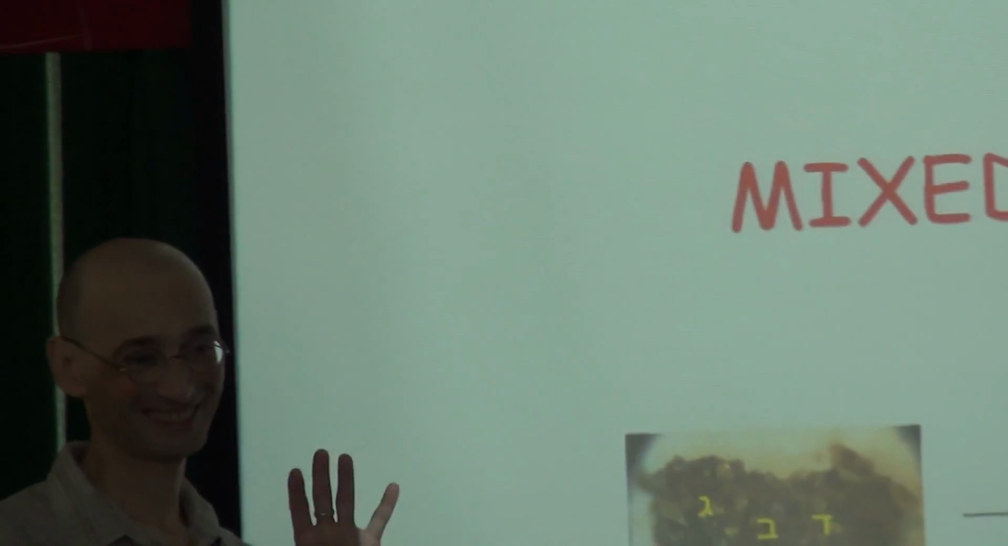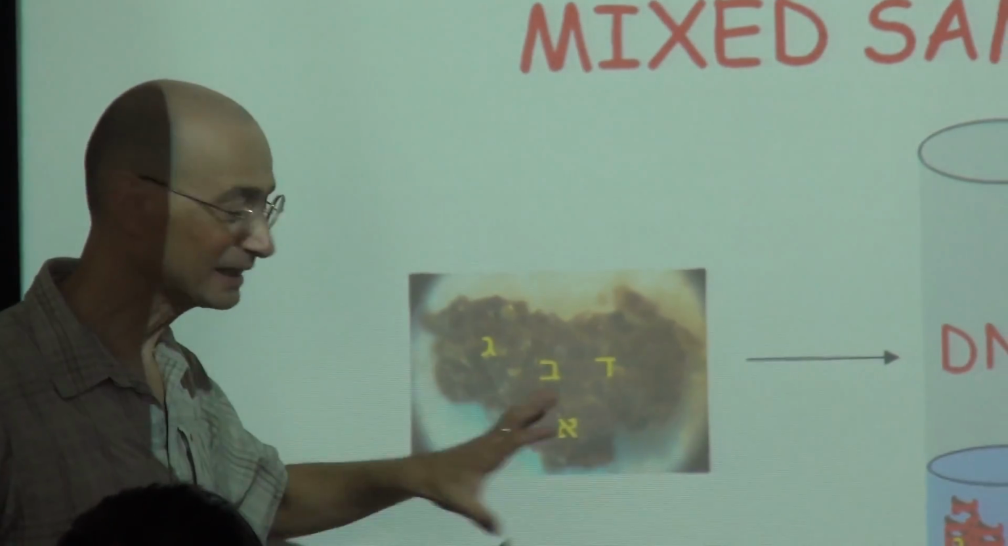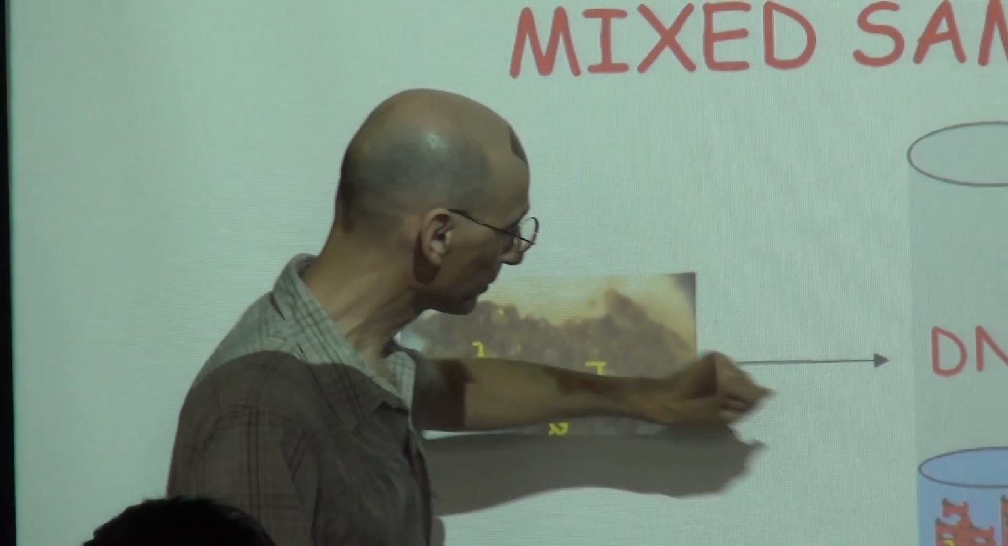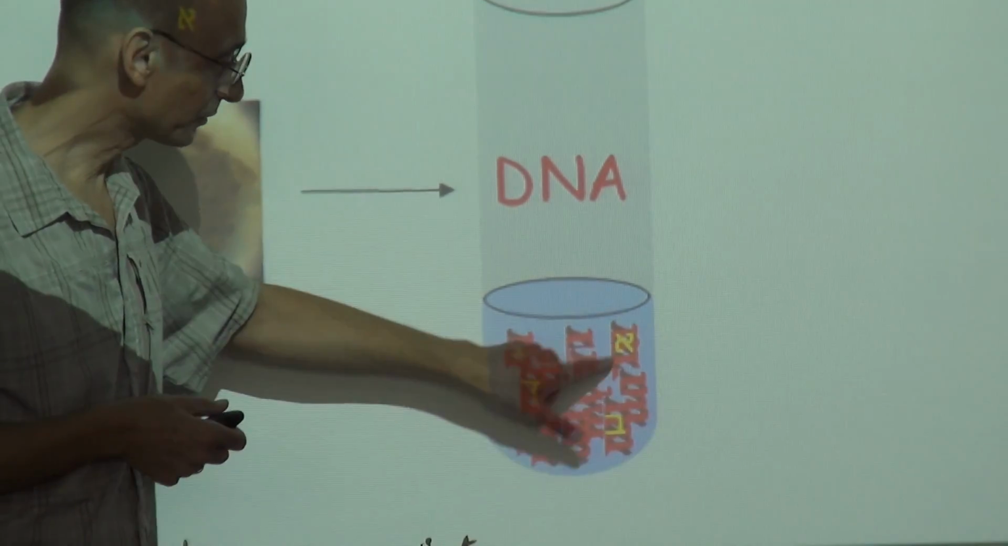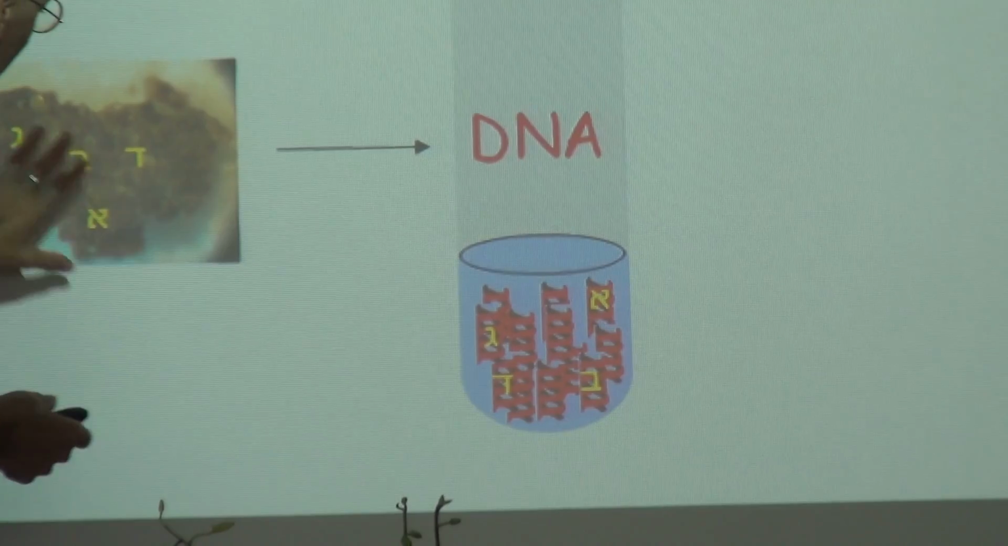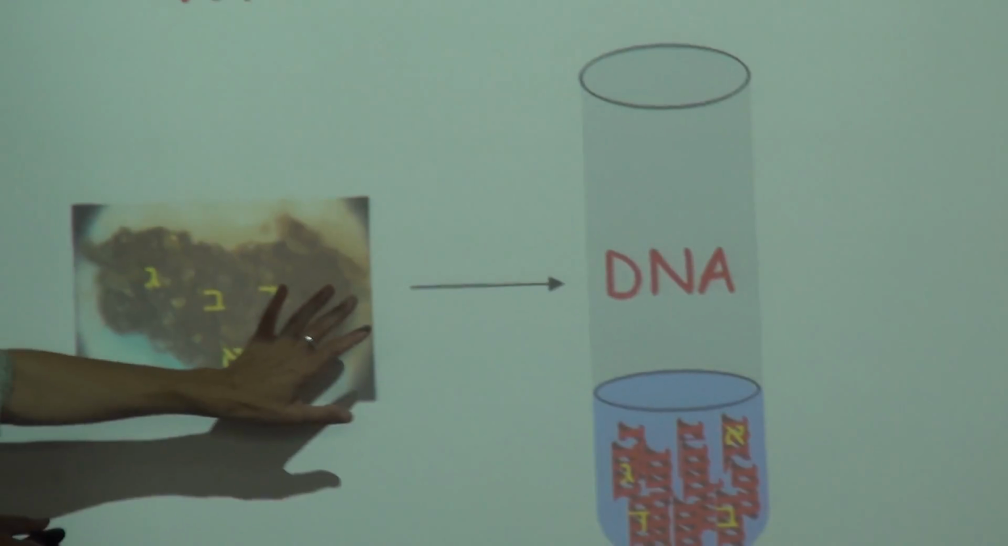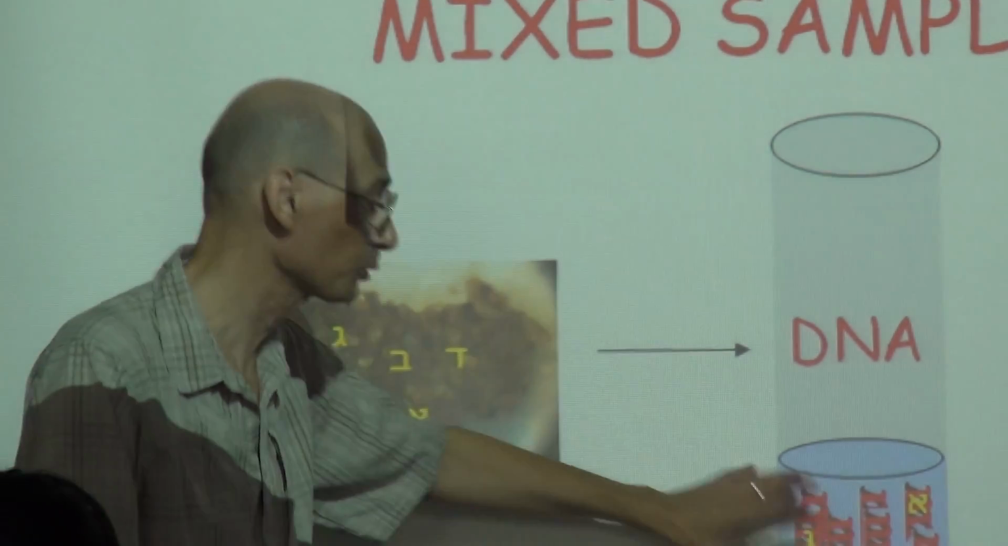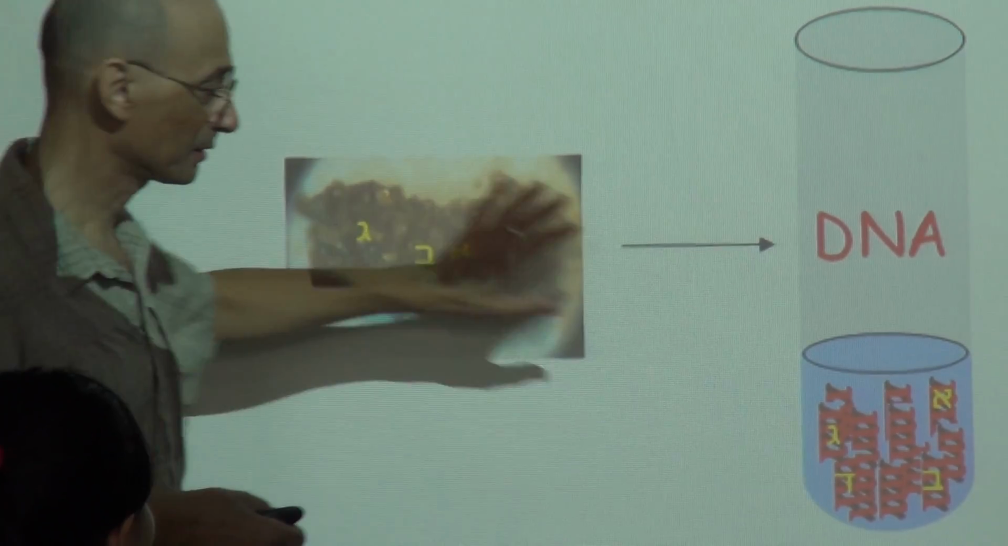Then A, B, C, D. Okay? Then ideally you extract the DNA from here to here. Okay, and you have now A, B, C, D at the same proportion that you are then in the soil. The DNA reflects the proportion of the population size in the soil.